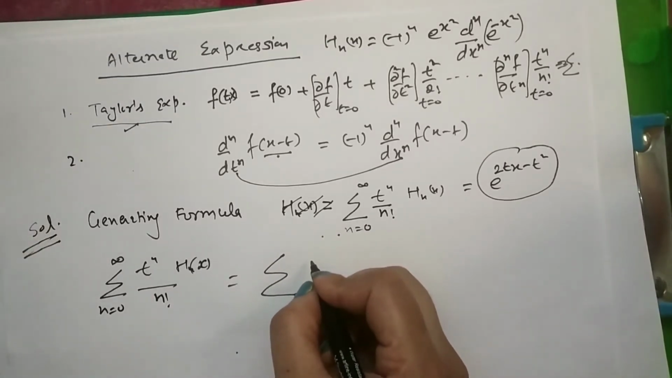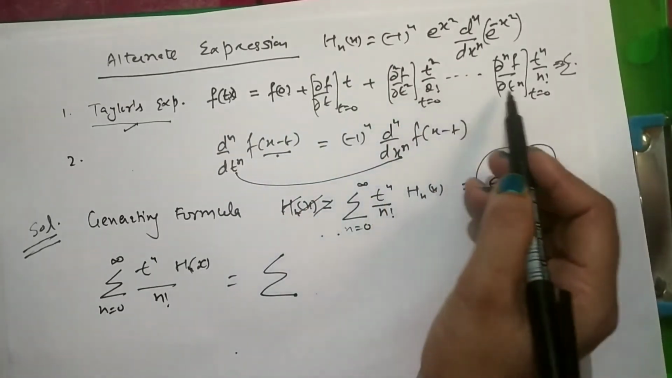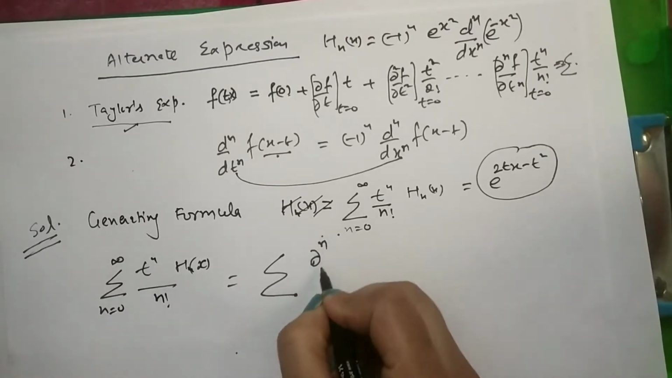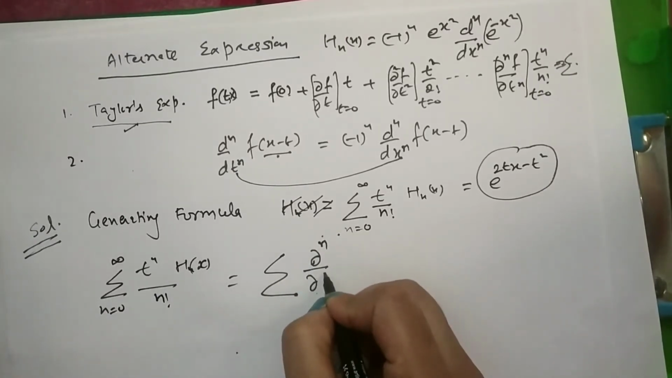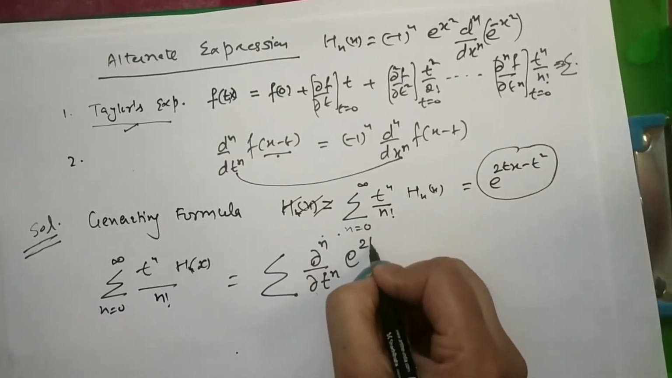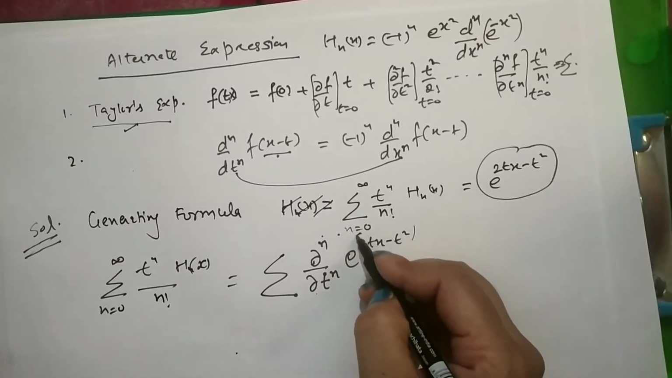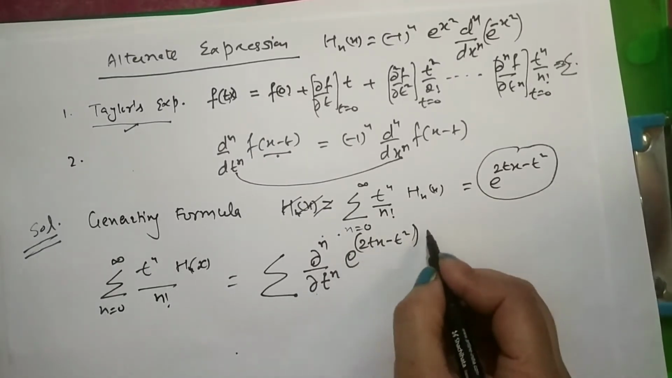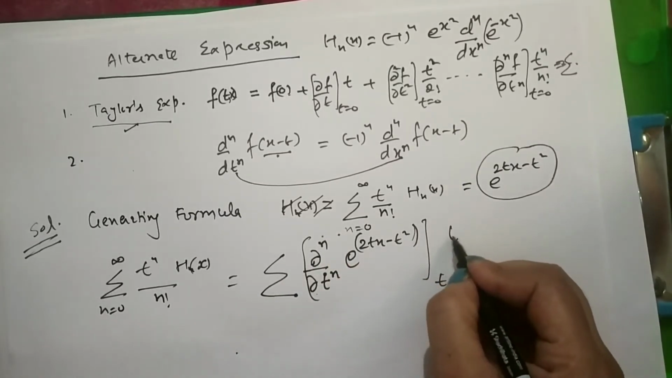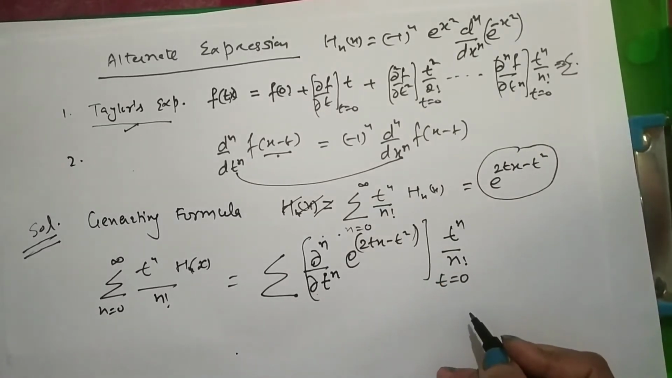This term is the partial derivative 0th, 1st, 2nd, 3rd and nth. If we are going to write the nth term, it will be the nth partial derivative with respect to t of e raised to power 2tx minus t square, because this is the term in which place we are going to write. This is our f(x). So the nth partial derivative of this, where we put t equal to 0, into t raised to power n upon n factorial. Right? Just we have put this.